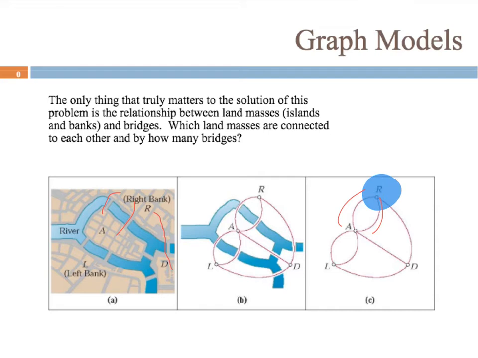Now look at D. D has one way to go to R. We can go this way, and in the picture we've already illustrated that. D can also go to A only one way, and then there's only one edge connecting D and L. So there's never a point where D has multiple edges with another vertex.